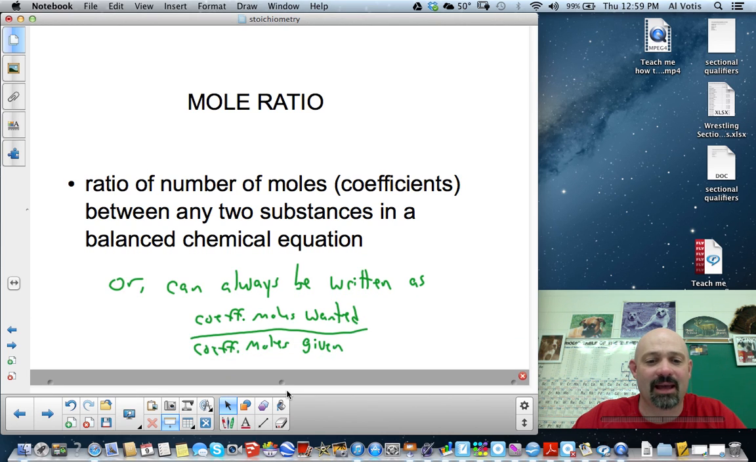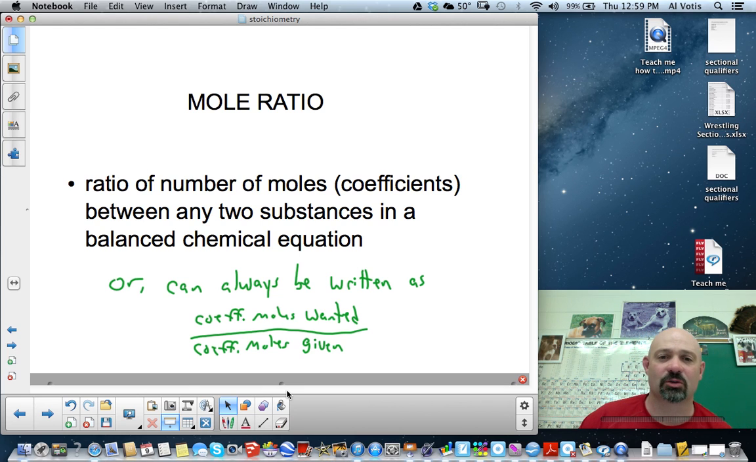We can always write a mole ratio very simply, like this. A mole ratio is always going to be the coefficient moles of the stuff that we want or that we're trying to find, divided by the coefficient moles of the material, reactants or products, that we are given. That's your mole ratio. With that value, you can change from one substance to another substance very easily.